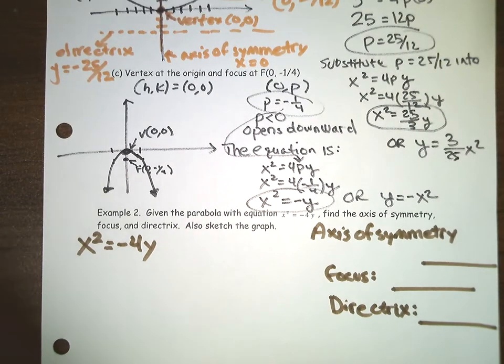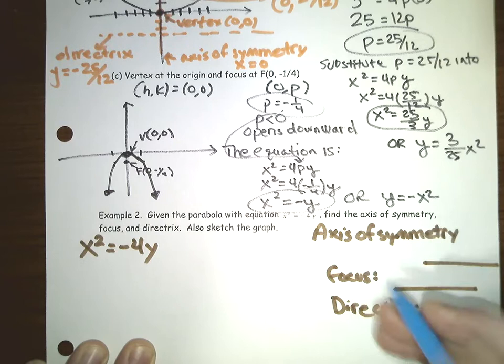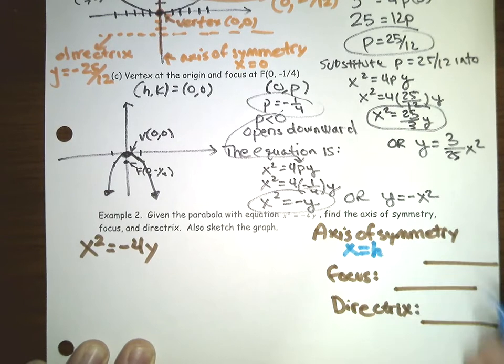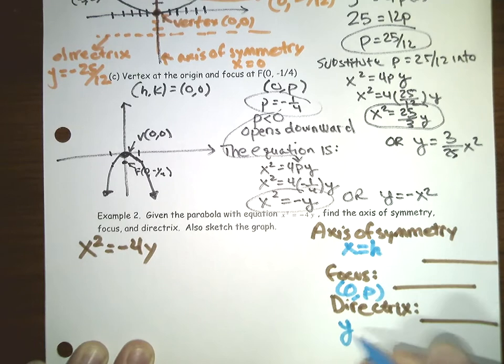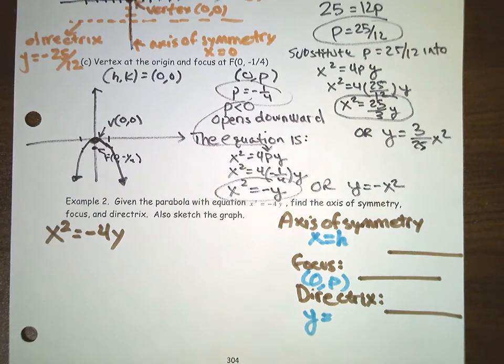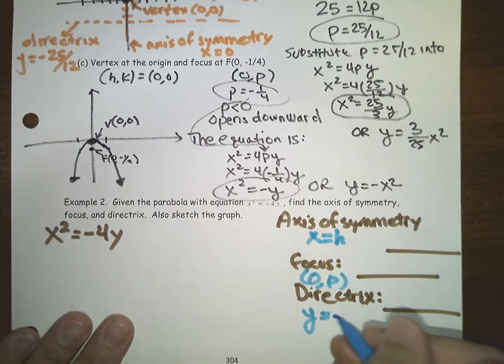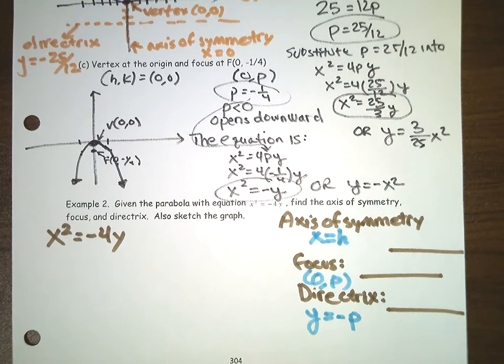Okay, so here we go. So I know that the axis of symmetry is always at x equals h. The focus is at (0, p), and the directrix is at y equals, actually negative p, yes, y is equal to negative p. All right, so now that means that you really need to figure out what p is.